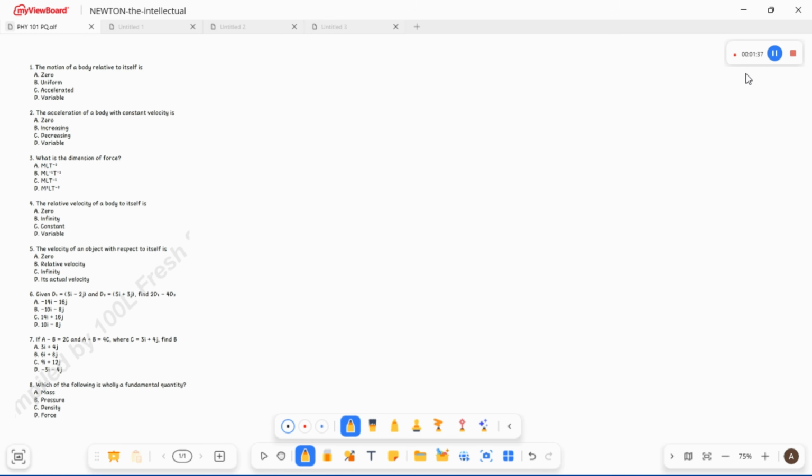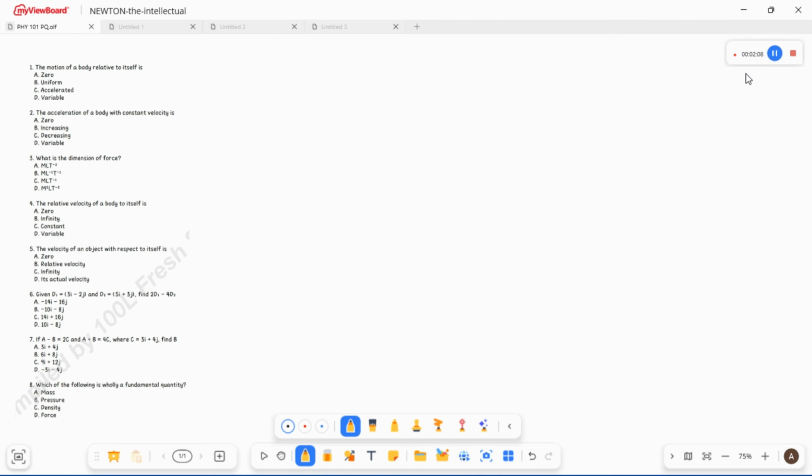If you are inside a bus and that bus is moving, you and the bus are moving at the same exact speed. But when you look at yourself, it does not look as if you are moving, while the bus looks as if it is moving very, very fast. But you and the bus cover the same distance in the same time. So that means the motion of a body relative to itself is zero. So go to question two.